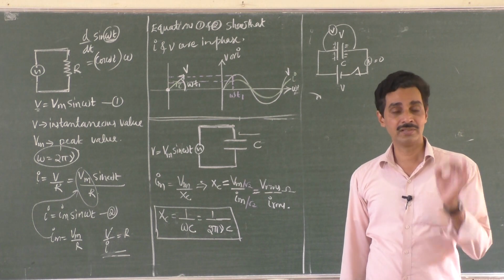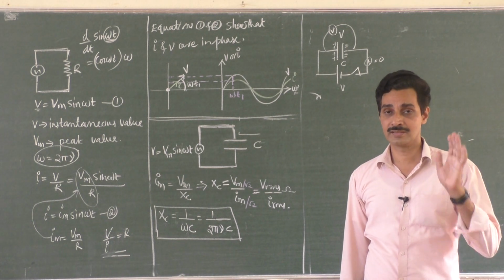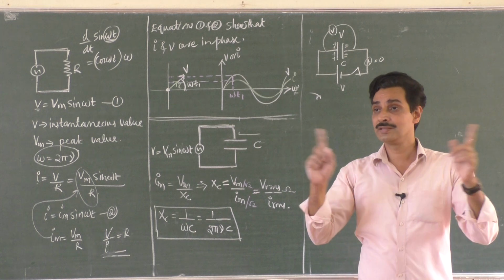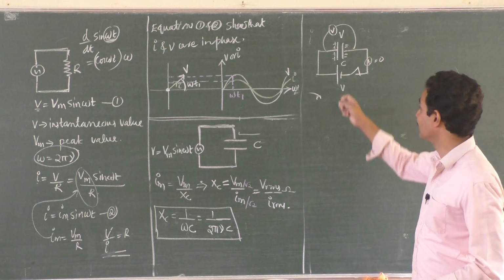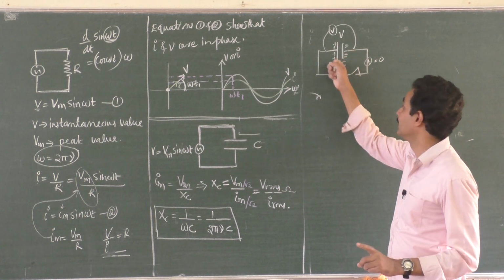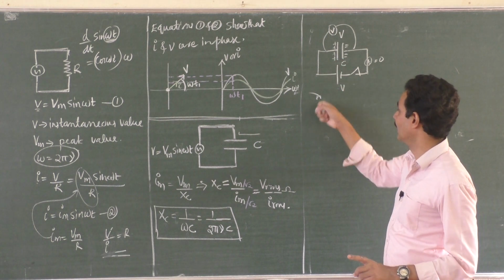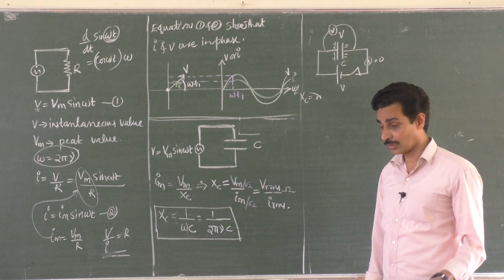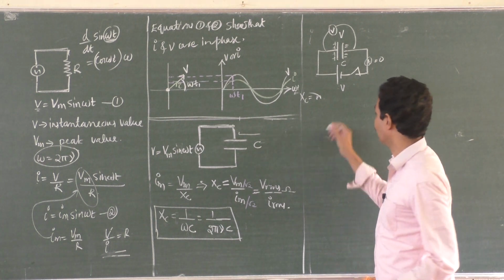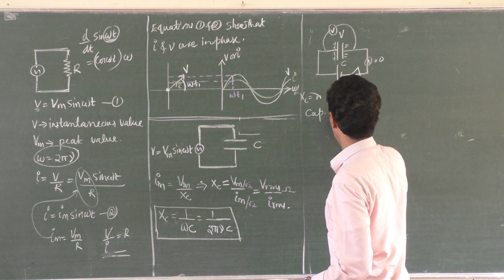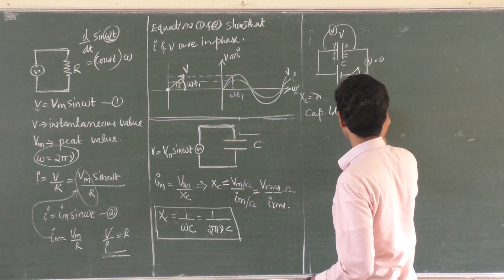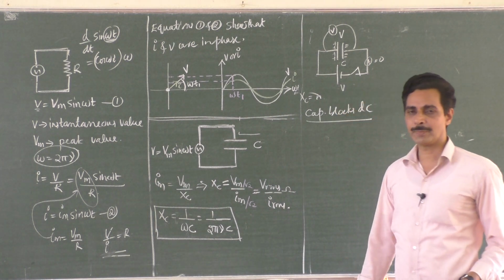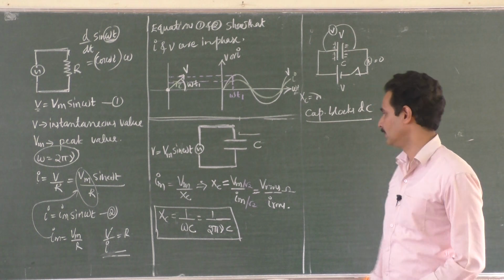If in a circuit current is 0, what is the resistance? Infinity. It is like an open circuit. So once the capacitor is completely charged, it is like an open circuit. Resistance or the reactance given by the capacitor is infinity. So we say capacitor blocks DC. Sir, what is the meaning of this? Capacitor blocks DC. Very simple.